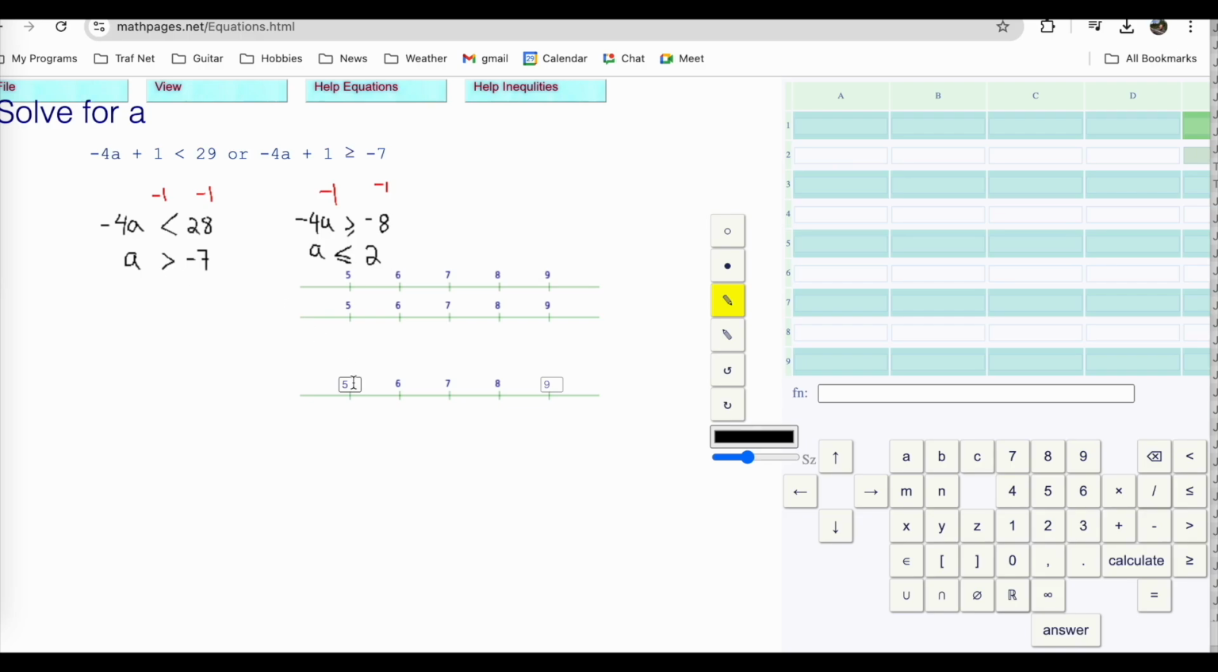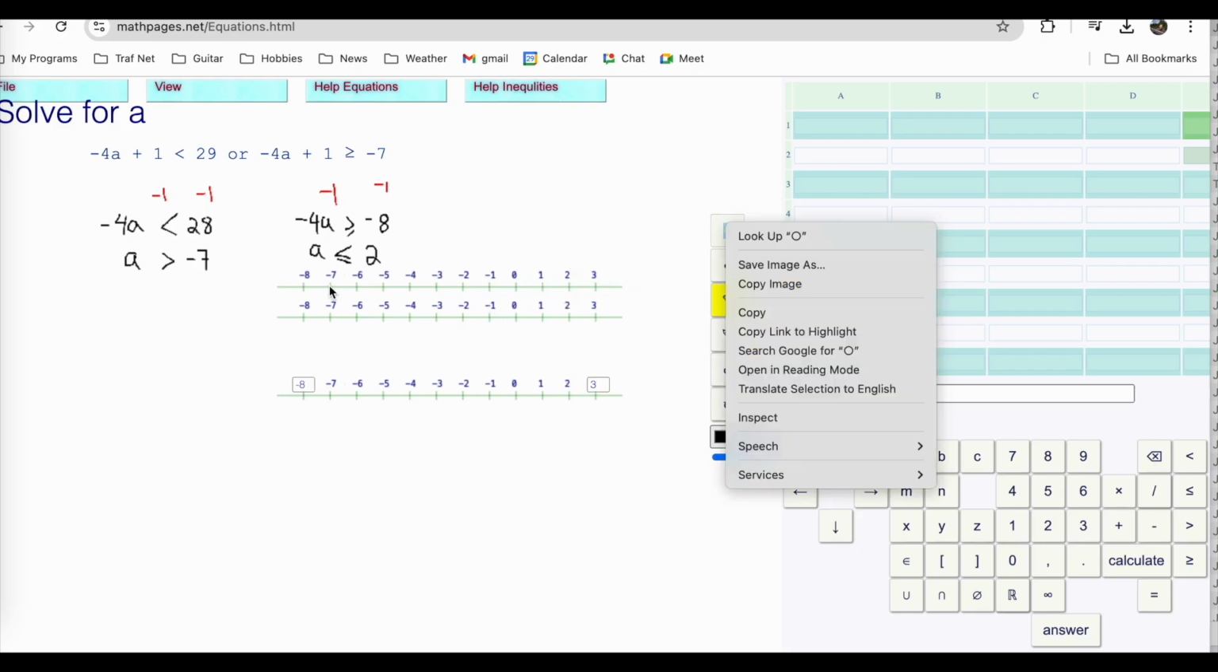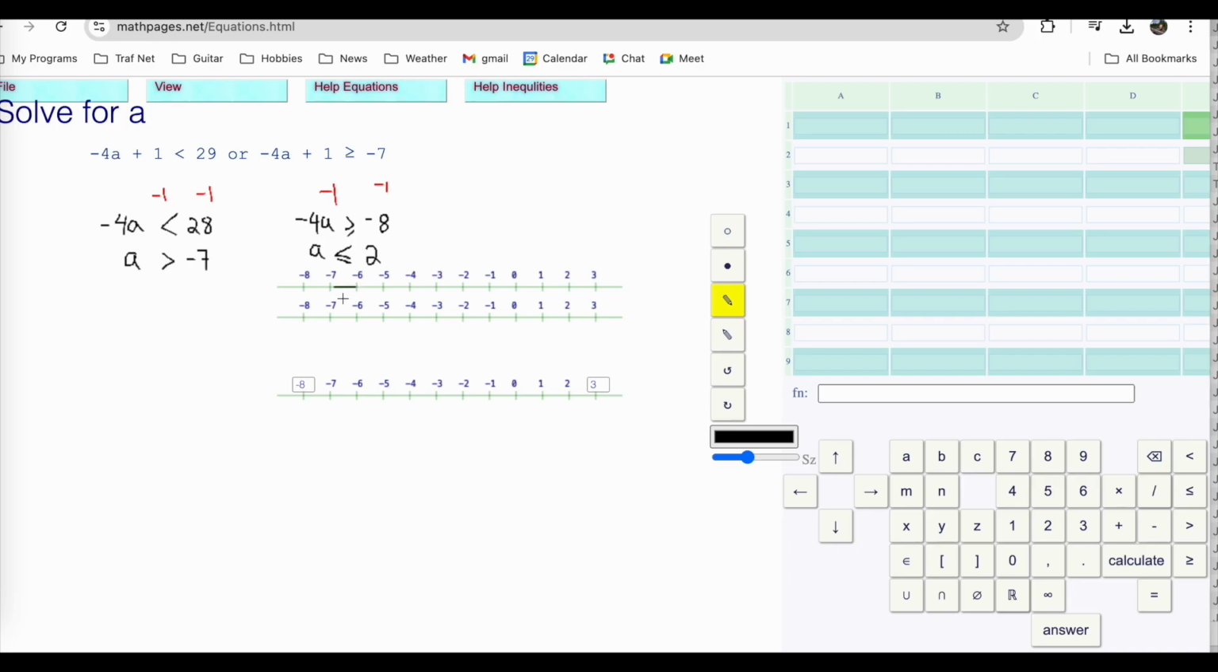I'm going to have a negative 7. I'll go to negative 8 as my lower bound, and my upper is 2. I'll go to 3. I'm going from negative 7. A is greater than negative 7, so negative 7 is not included. It gets a hollow dot at negative 7, and we're greater than negative 7, so we're going to shade this direction. Then A is less than or equal to 2, solid dot on the 2, and A is less than that.